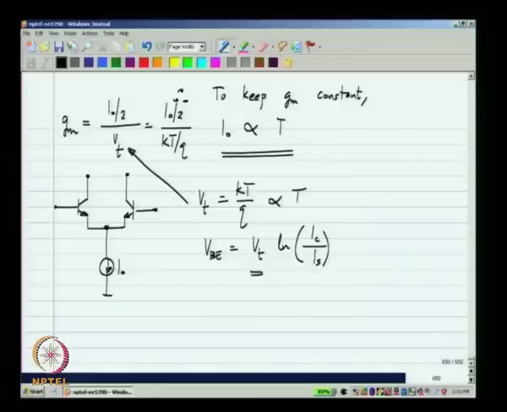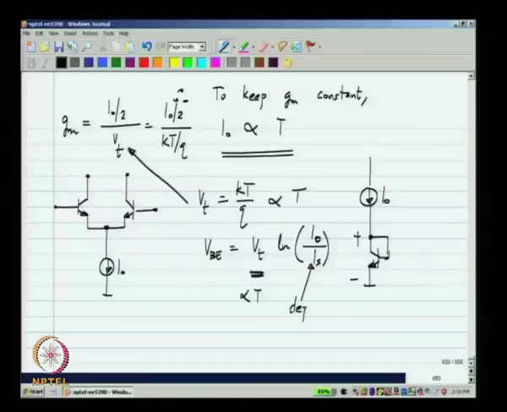Okay. So, let us say that I have a bipolar transistor biased with a current I naught, then this VBE will be Vt times logarithm of I naught by Is. Okay. Now, this part is proportional to the absolute temperature, but Is also depends on temperature. In fact, it depends very strongly on temperature, as we will see later. So, this by itself is not useful, but if we notice this, we have Vt times log of something.